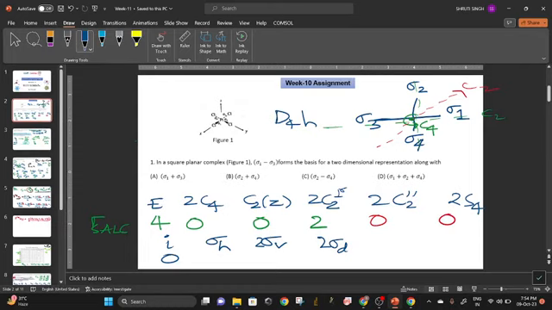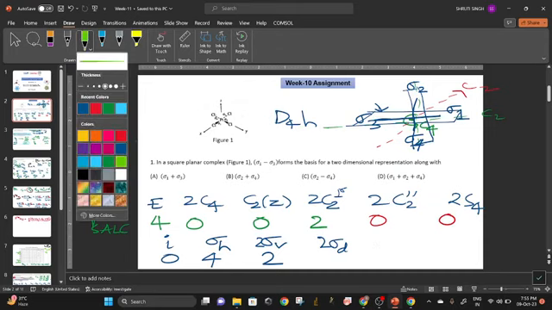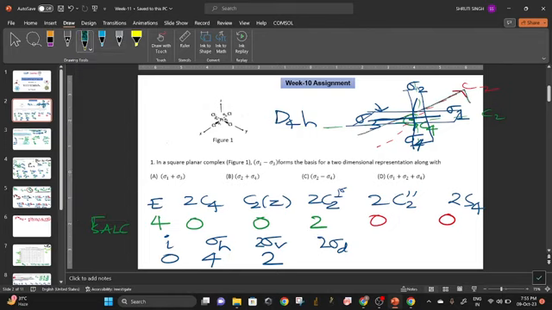Now sigma H means 4, because sigma H is the molecular plane. Now sigma V means which plane? Sigma V is along the bonds, sigma D is in between. So sigma V means a plane like this, or a plane like this. Suppose I'm considering this plane: 1 and 3 will remain at their place, 2 and 4 will reflect each other. So here 2 will remain at its place. Now sigma D is a plane like this. So these two will change, these two will change, so here it will be 0.